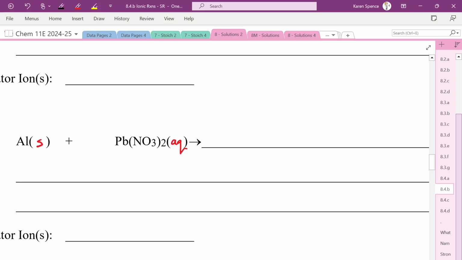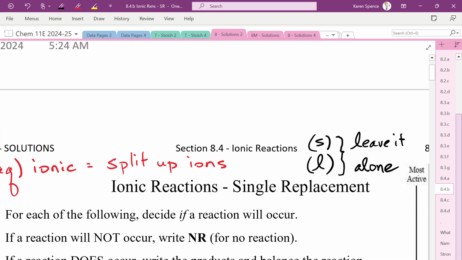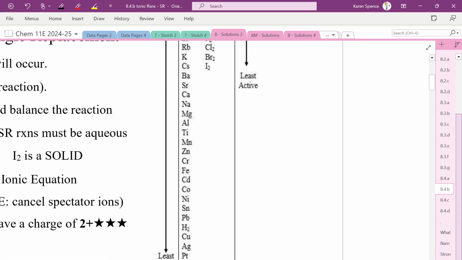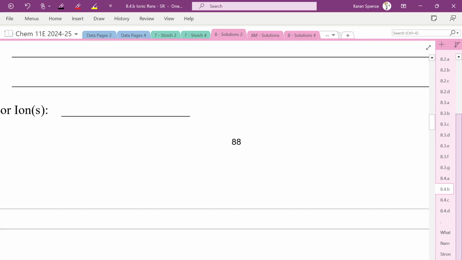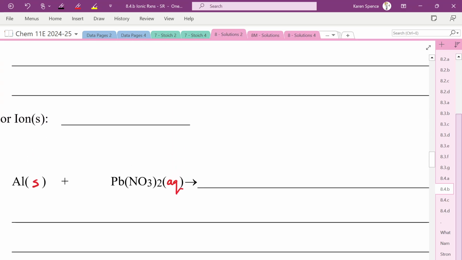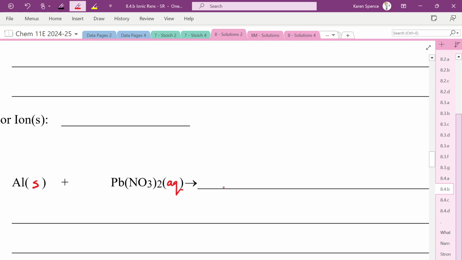Who are our products? Well, let's first of all look and see if we do get a reaction. Aluminum and lead. Will aluminum replace lead? Yep, good stuff. So Al is 3 plus, so it's going to be Al(NO3)3 aqueous plus Pb. What state? Solid. Excellent.